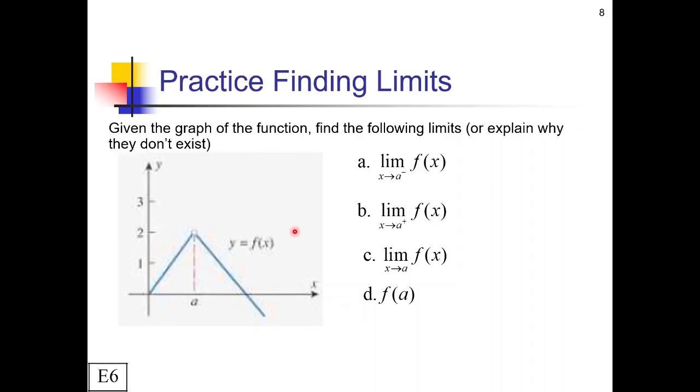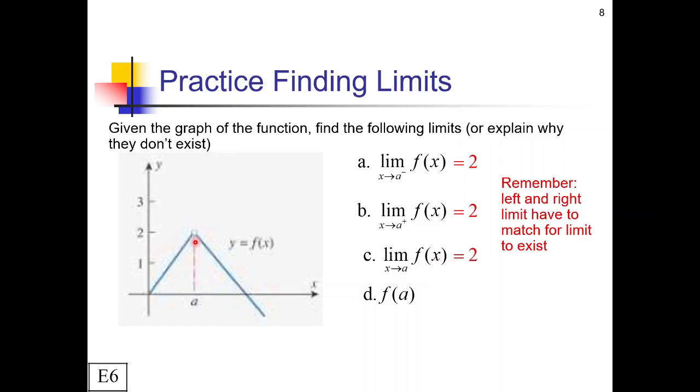So pause the video and see if you can find the following limits or explain why they don't exist. All right, so for a, this is the left side limit as we approach a here. We're approaching from the left side the y value 2. From the right side, for part b, the right-sided limit, we're also approaching 2 from that side. And now for the two-sided limit, remember, the left and the right limit have to match for the two-sided limit to exist. Since they both equal the same number, visually we're approaching the same value from both sides. That means that the limit is also going to be 2. The two-sided limit will be 2.